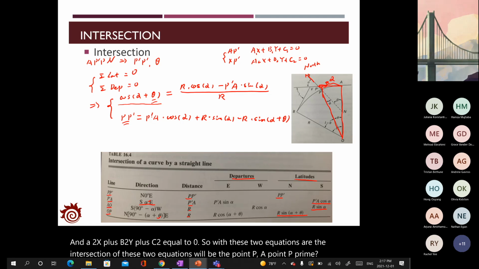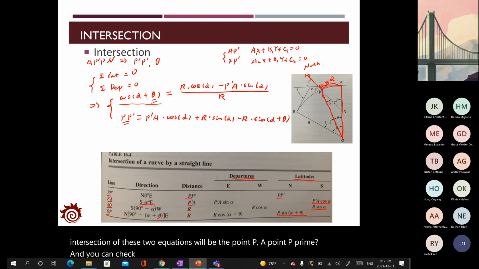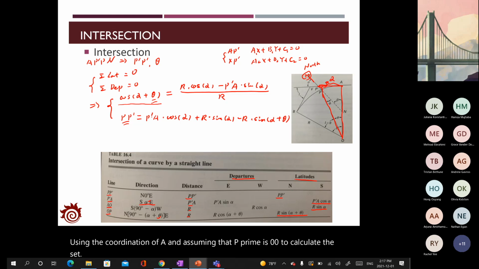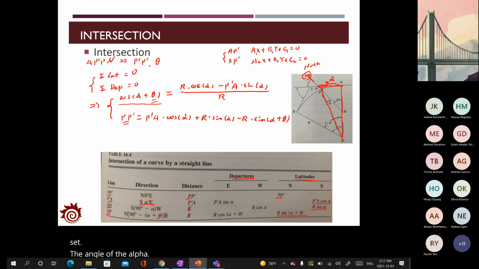And you can check their slopes, or if you assume that P prime to X is in the north direction, you can use the coordinates of A and assume that P prime is 0, 0 to calculate the angle of the R prime. Okay.